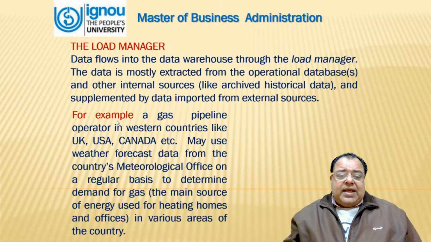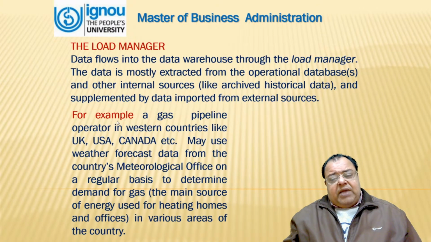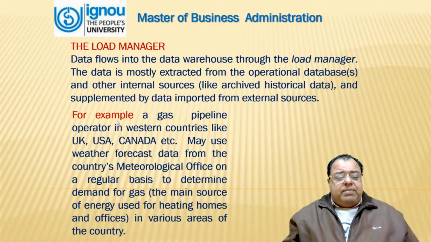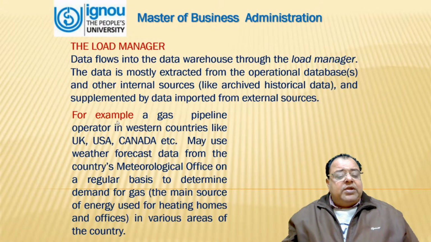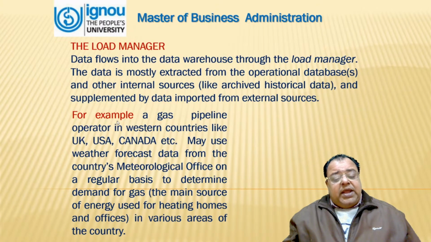The data is mostly extracted from the operational databases and other internal sources like archived historical data, supplemented by data imported from external sources. For example, a gas pipeline operator in Western countries like UK, US, Canada, etc., may use weather forecast data from the country's meteorological office on a regular basis to determine demand for gas, the main source of energy used for heating homes and offices in various areas of these countries.